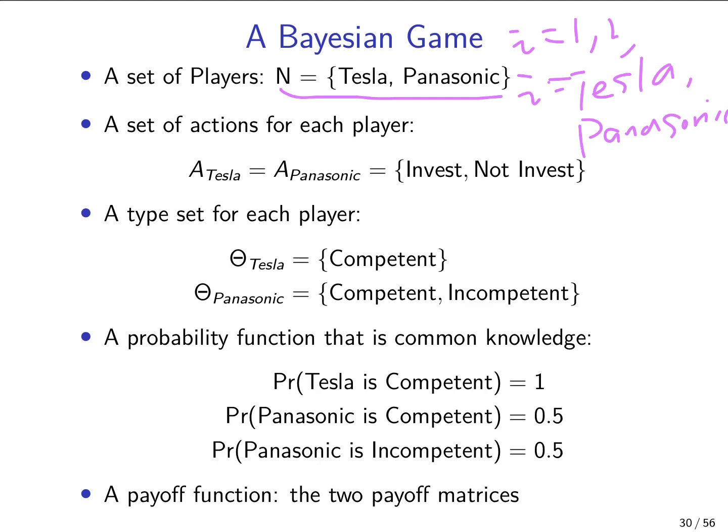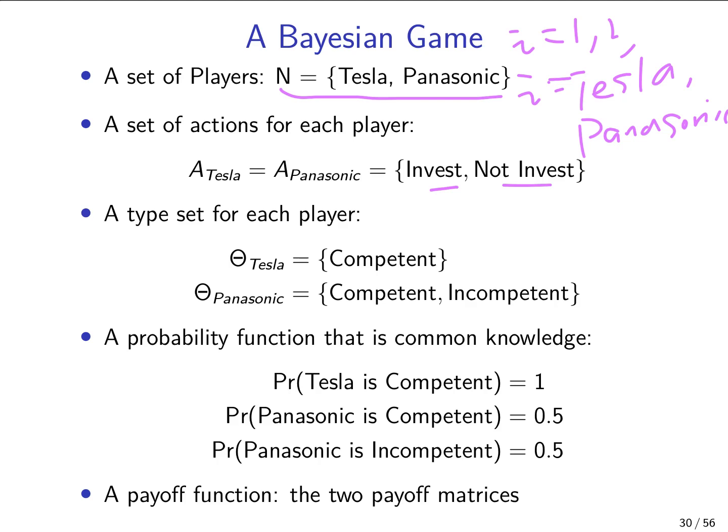And we have a set of actions for each player. In this case, pretty simple. It's the same for Tesla as well as Panasonic, which is to invest or not invest. Right? But now we also have a set of types for each player.